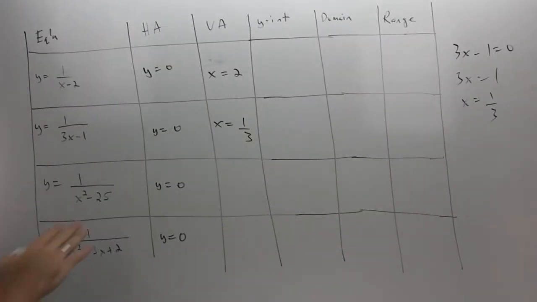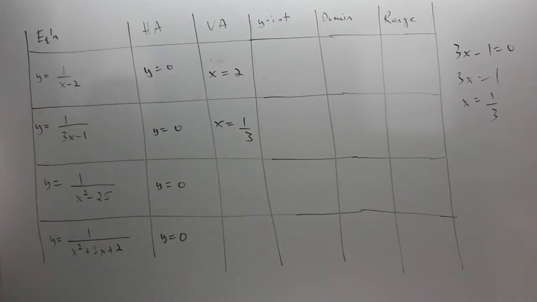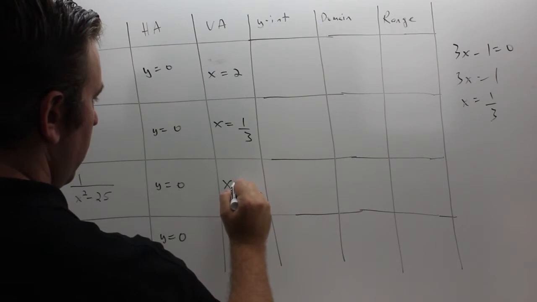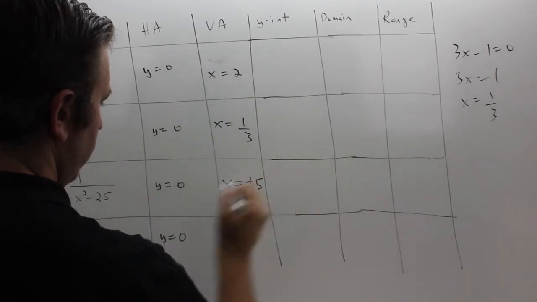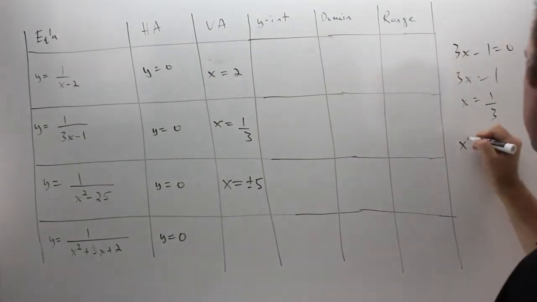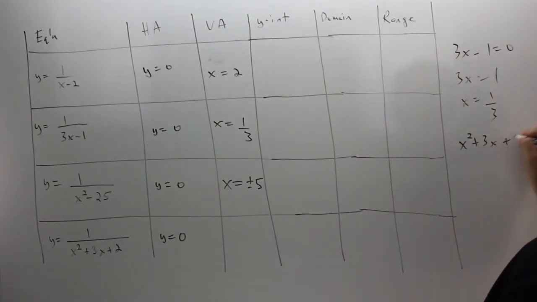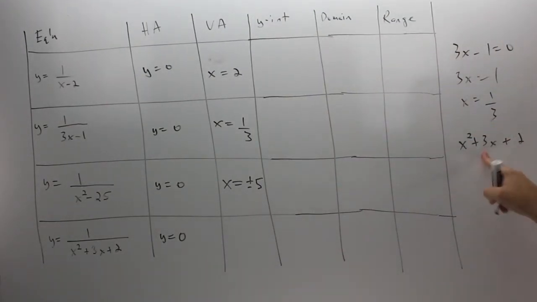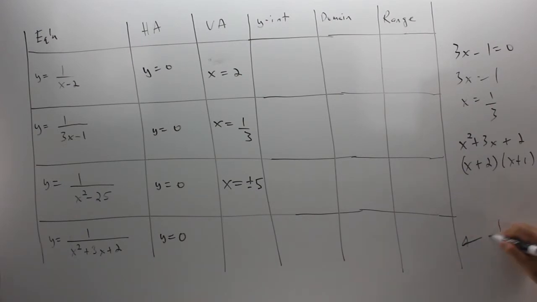The next one here, this is a difference of squares. So in other words, it becomes x minus 5, x plus 5. So the roots would be plus minus 5. This last one here, you'd have to factor this out. We have x squared plus 3x plus 2. Two numbers that multiply to 2 and add to 3 would be x plus 2, x plus 1. Therefore, if you wanted to, you could write that one as 1 over x plus 2, x plus 1.